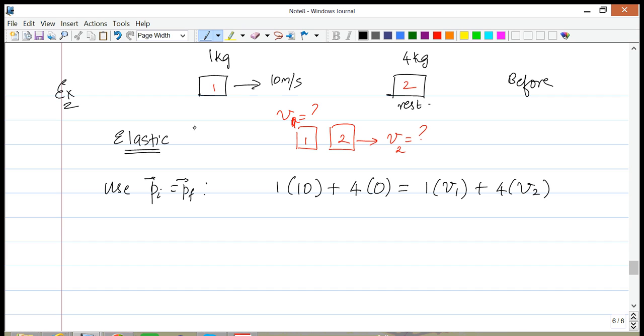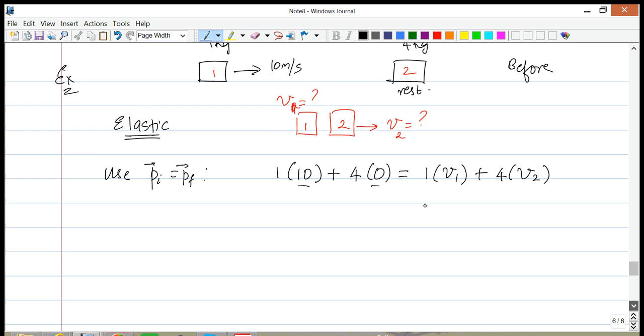Once again, the total initial momentum, in the beginning, the 1 kg is moving with 10, the 4 kg is at rest. So that is why we have 1 times 10 and 4 times 0. At the end, the 1 kg has a velocity of v1, the 4 kg has a velocity of v2. We really do not know what their directions are, so we're just going to leave them as positive values. And then when you solve for v1 and v2, if the sign is negative, then it simply implies that one of them was going to the left.